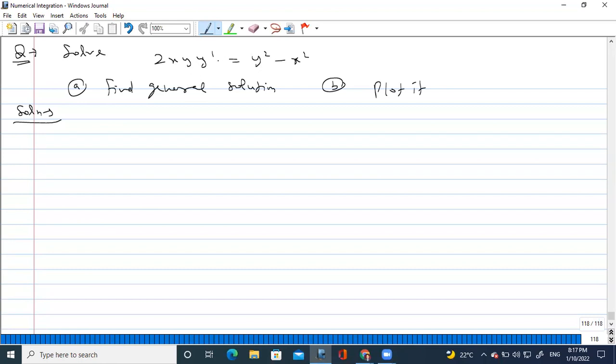You can put up some mind. This y dash is dy by dx. So with this dy by dx should have coefficient 1, then only you can guess how the question can be solved. So to make that, you can write dy by dx will be equal to y square minus x square divided by 2xy. This type of question I have already told you: here degree is 2, in denominator also degree is 2. So it means it is a homogeneous equation.